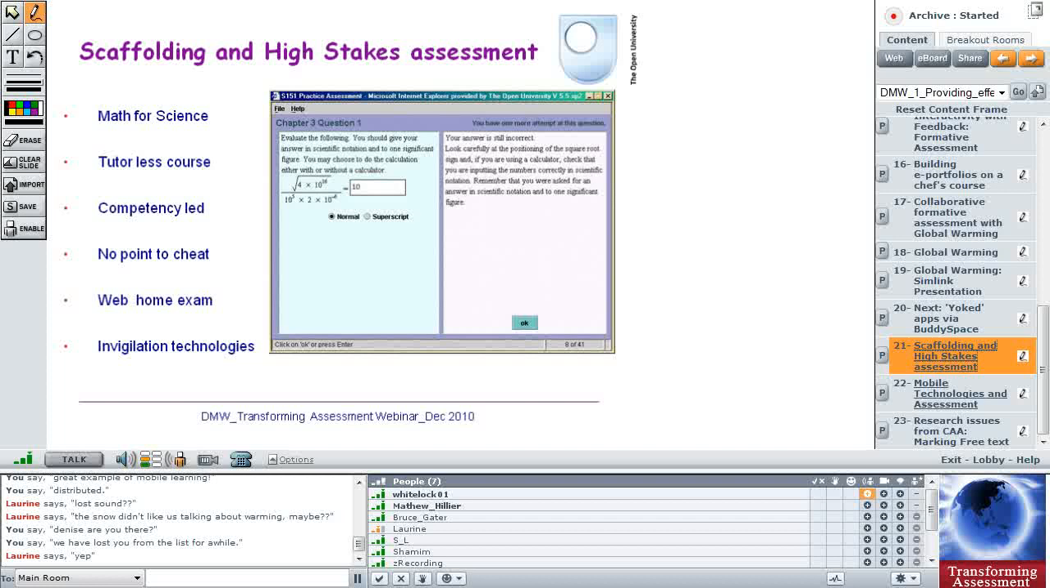It's worked immensely well. And we're now looking at invigilation technologies for the home with cameras, etc., especially for students now who are in the armed forces. They need to take their exams abroad or are working abroad. And so we're thinking about doing that as well. But here we've got a high stakes exam with some feedback during the examination.